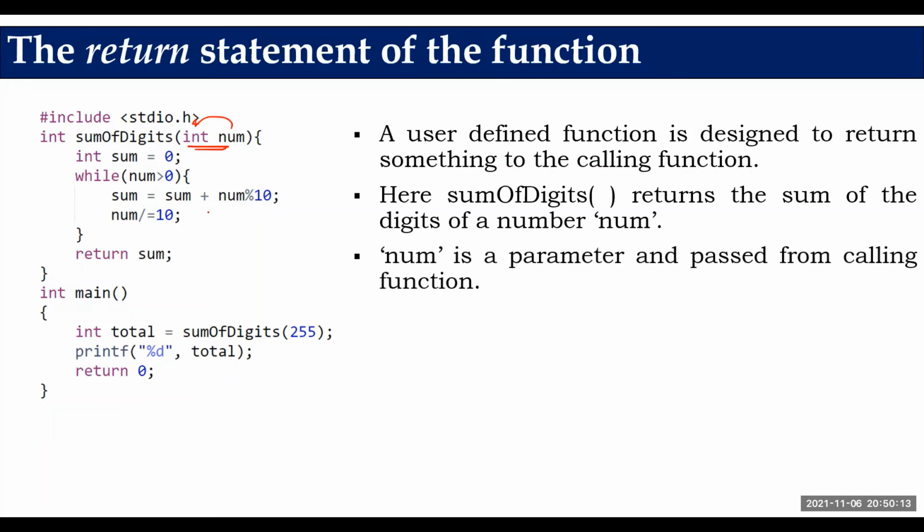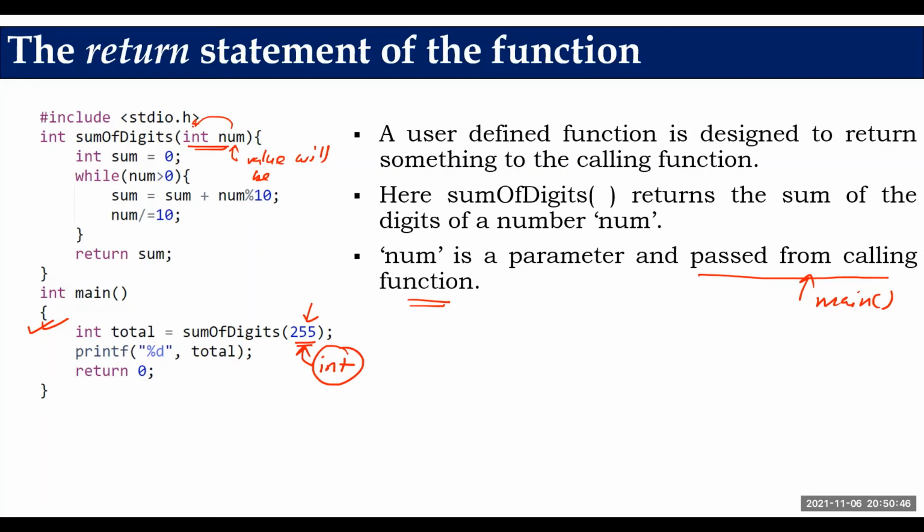Num is a parameter and its value is passed from the calling function. So who is the calling function? Main. So who is responsible for passing the value of num? Main is responsible. Now look at the main method correctly. I am passing a value here, 255. What is the type of 255? It is an integer constant, integer.